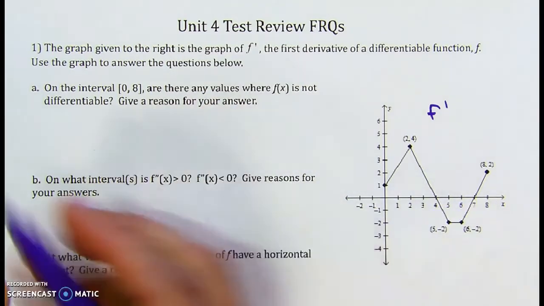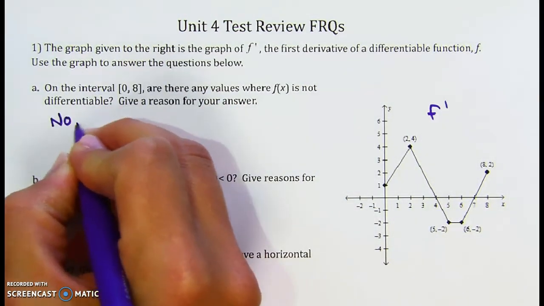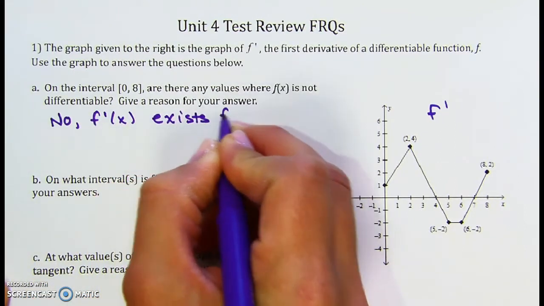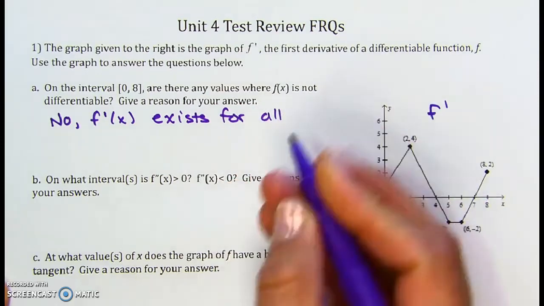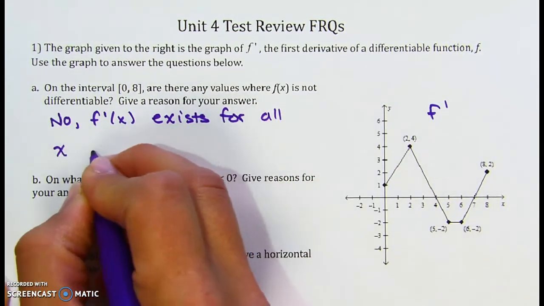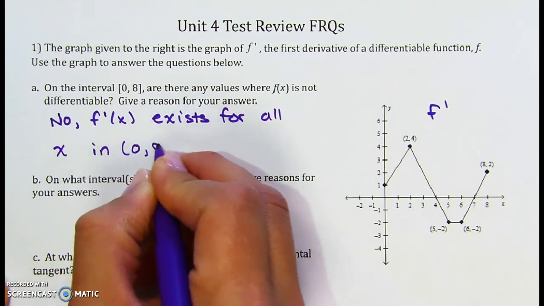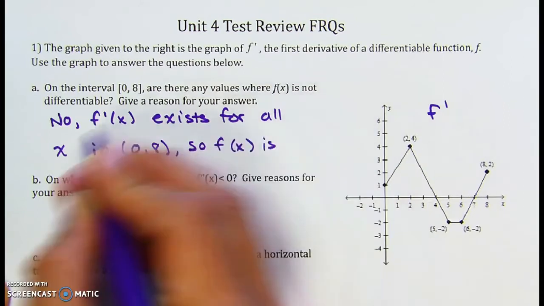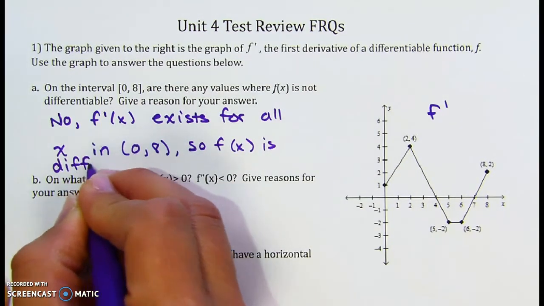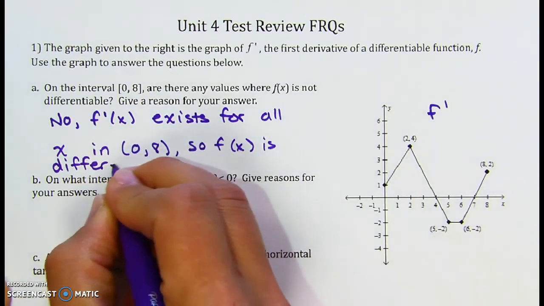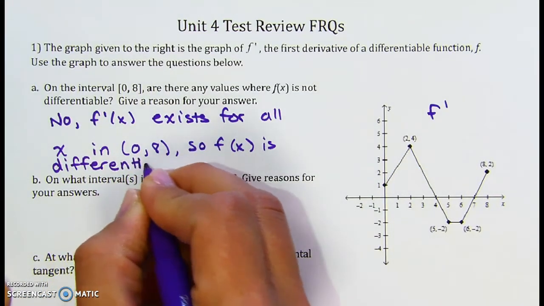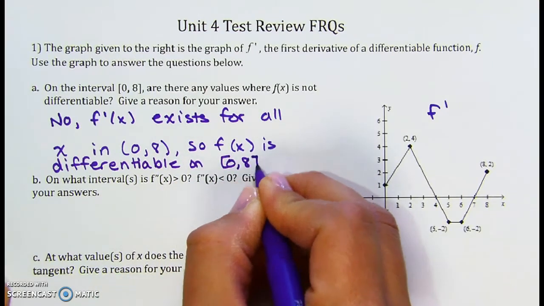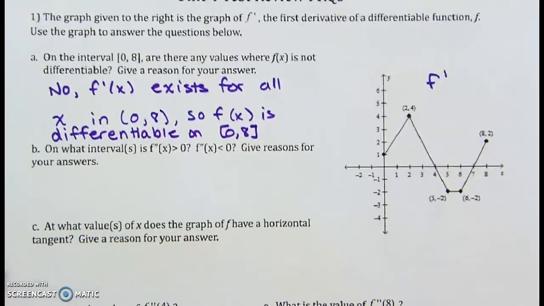On the interval, are there any values? Okay, so no, f prime exists for all x in the interval from 0 to 8. So f is differentiable everywhere because this is the derivative. Differentiable on the interval 0 to 8. Don't worry about my brackets and parentheses, it's okay.